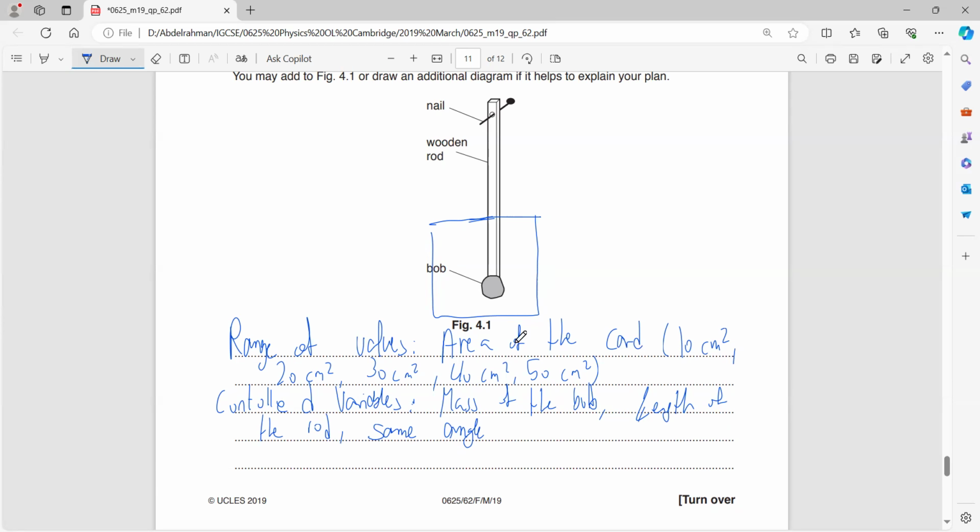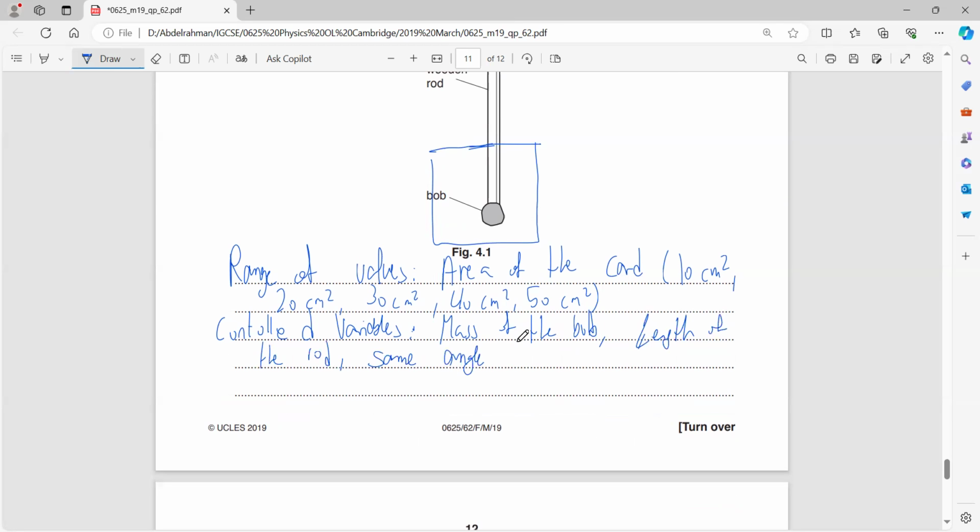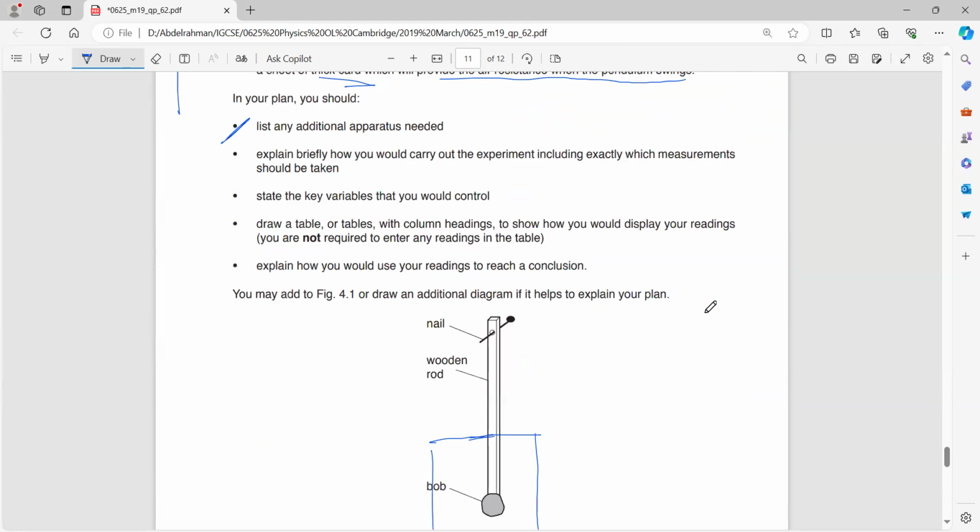And then we need to state the apparatuses used. We have three main apparatuses. This is a pendulum. What are the three apparatuses? You need a ruler, you need a protractor, and you might need a balance.